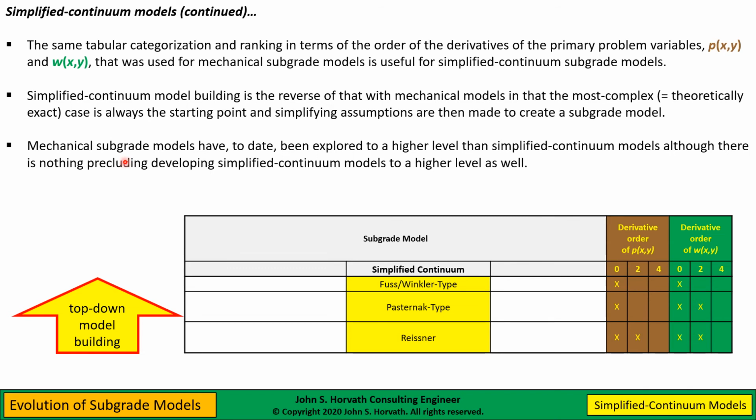Now, it is true that to date at least, mechanical subgrade models have been explored to a higher level. You recall that Rhine's model had 3 terms on either side of the equation. The most complex subgrade simplified continuum model to date has been Reissner's model with 2 terms, but certainly there's no reason that one could not develop more complex simplified continuum models. You just have to make fewer simplifying assumptions than Reissner or I made.